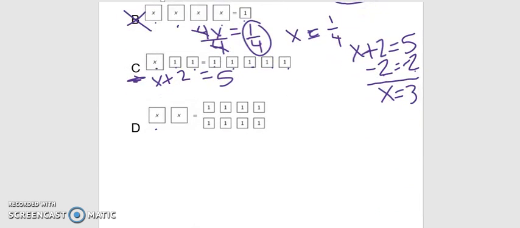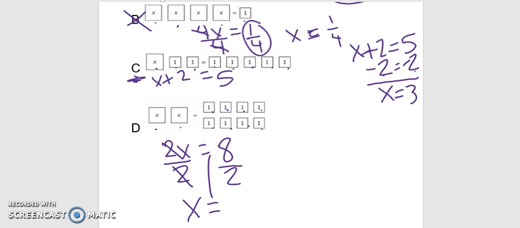Letter D has 2 x's and 1, 2, 3, 4, 5, 6, 7, 8 1s. My operation is multiplication, so I divide both sides by 2. 2 divided by 2 is 1, so I'm left with x. 8 divided by 2 is 4. So D cannot be my answer. C has to be my answer.